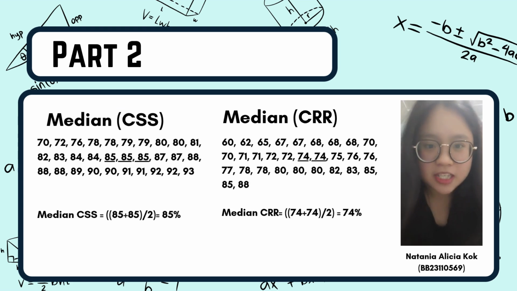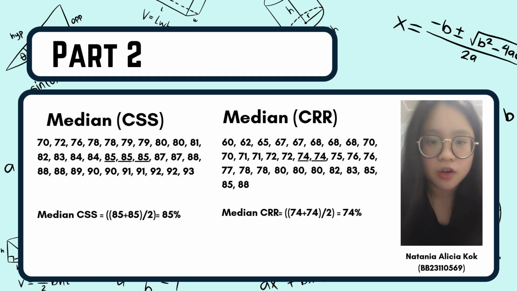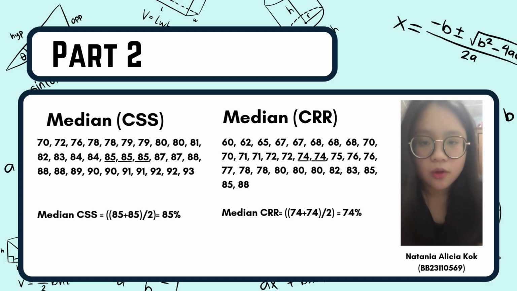Next, I will explain the median for our analysis. After sorting the data, we can see the middle values of the CSS were both 85, so the median is 85%. And for the CRR, the middle value is 74, so the median is 74%. And again, we see customer satisfaction is higher than CRR.